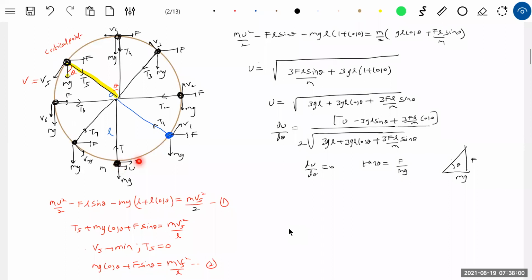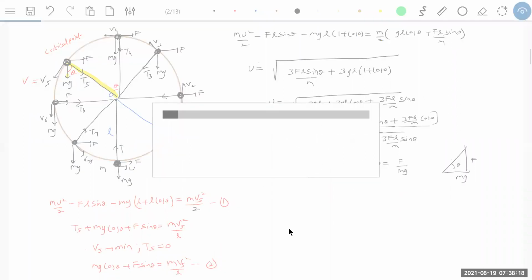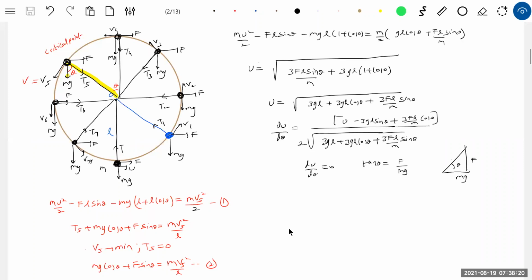Now instead of the applied force, if I apply force in this direction, then identify where tension can be 0. If I apply force vertically up, then tension can be 0 here, and here tension will be non-zero. Then the critical point will come here. Okay, this is one basic idea of analyzing vertical circular motions.